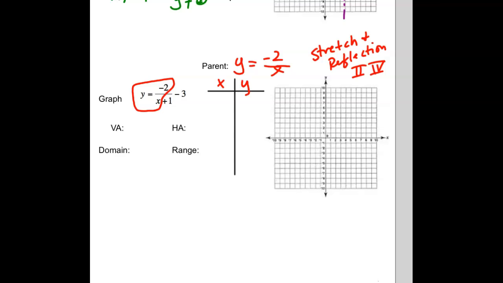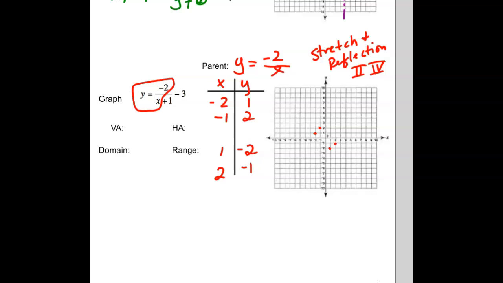All right, we want to pick some x values that go into -2 nicely. So we could do -2, -1, +1, +2. For -2, we end up with a 1 for y. If we put -1 in for x, we end up with 2. If we put a +1 in, we get -2. And if we put a +2, we get -1. Okay, so those are my parent function points: (-2, 1), (-1, 2), (1, -2), and (2, -1).